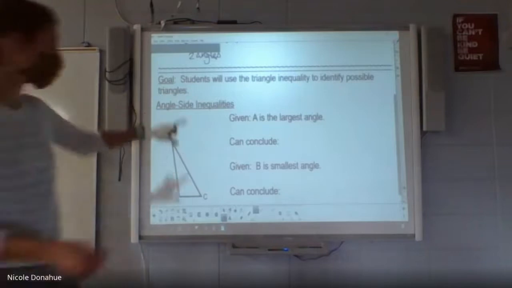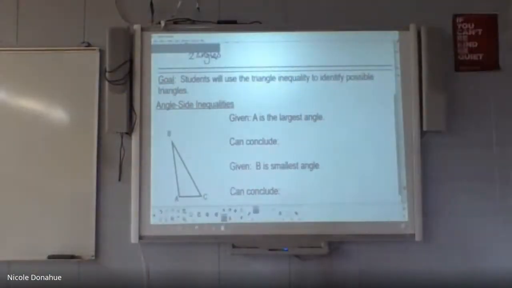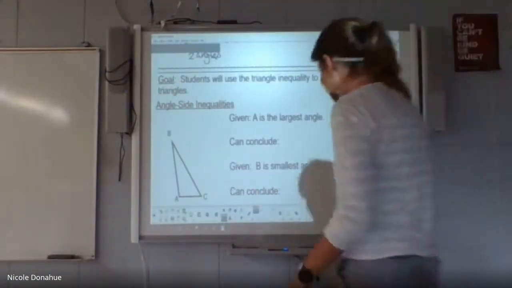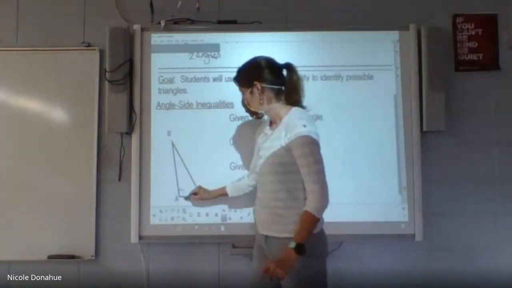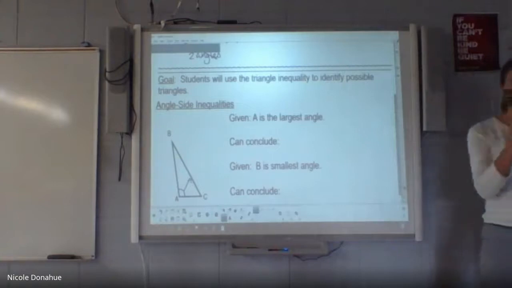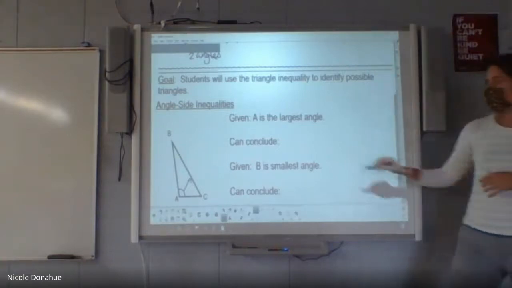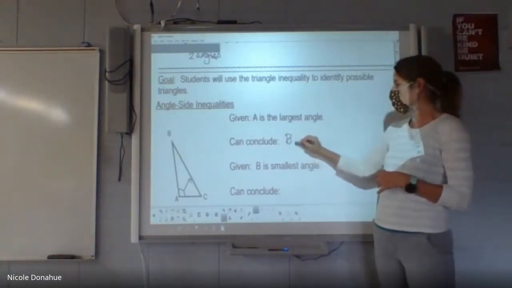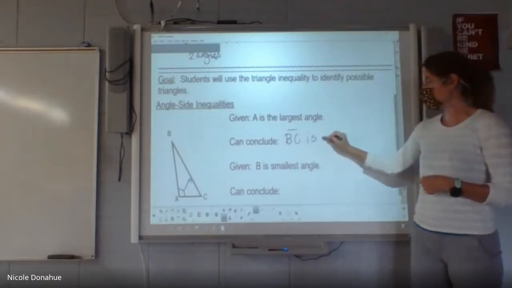So if we have A being the largest angle, that means we can conclude that the side across from A is going to be the longest side. So that one directly across, we can conclude that BC is the longest side.